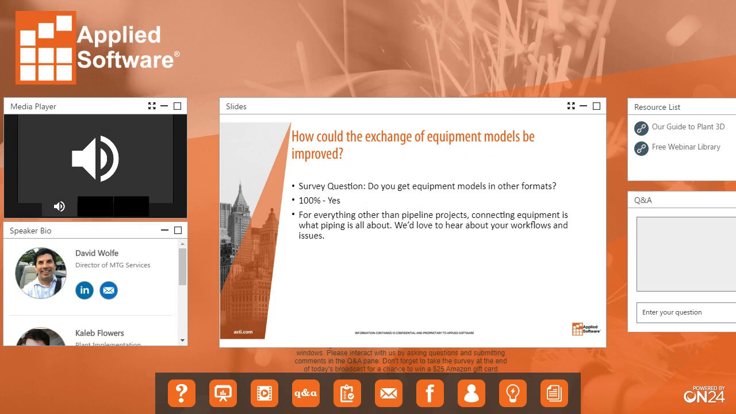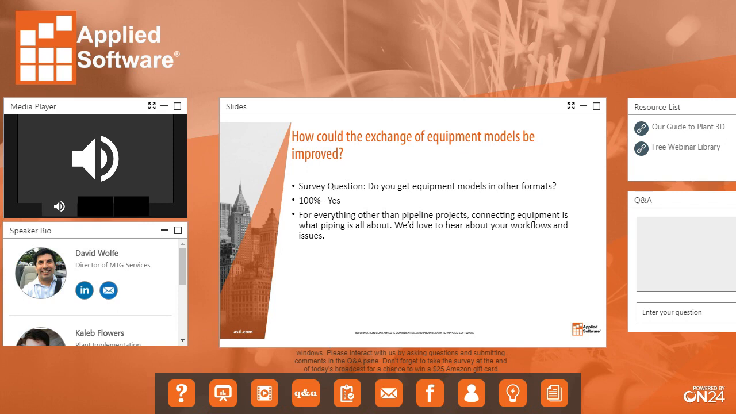So this question is around equipment models. The survey question was around, do you get equipment models in other formats? This is just an idea of how much time you spend throughout the project converting from different file formats or cleaning up equipment models. We'd like to hear about what you guys do to get your equipment into an AutoCAD-based model.